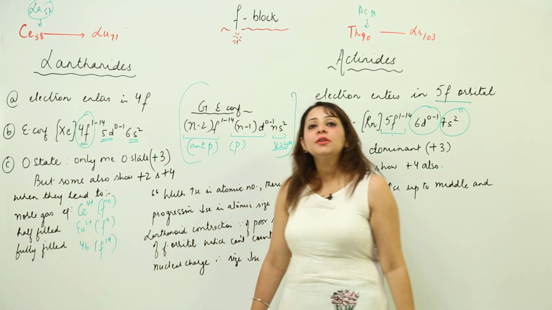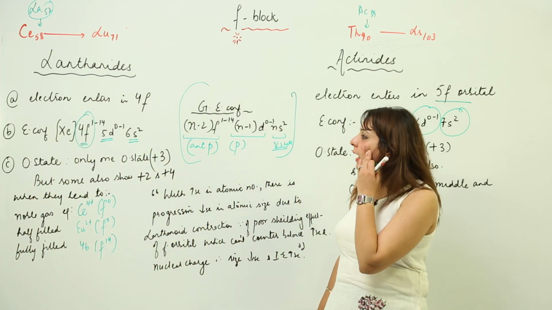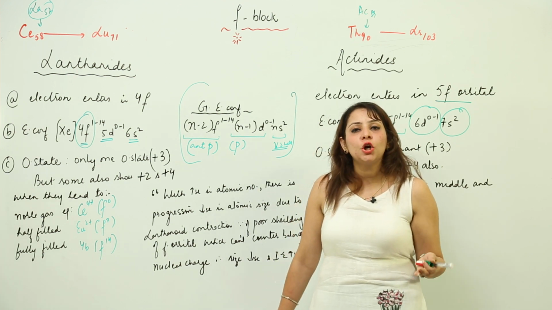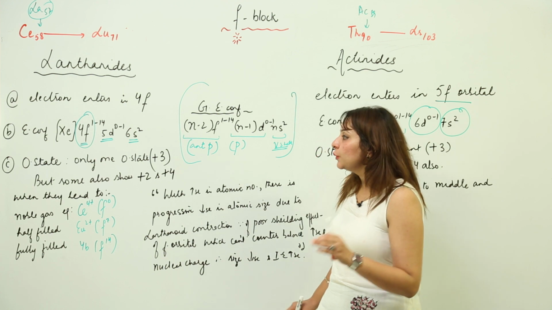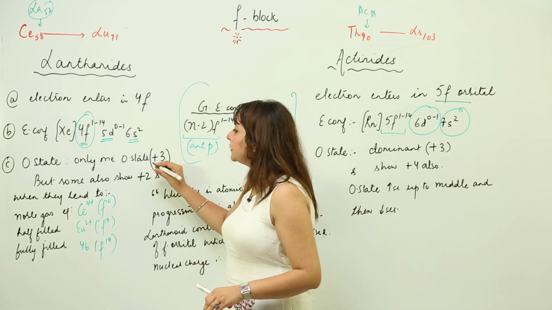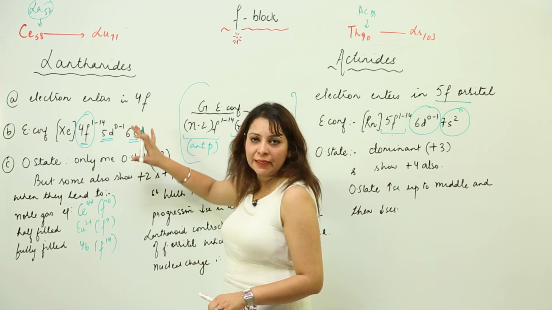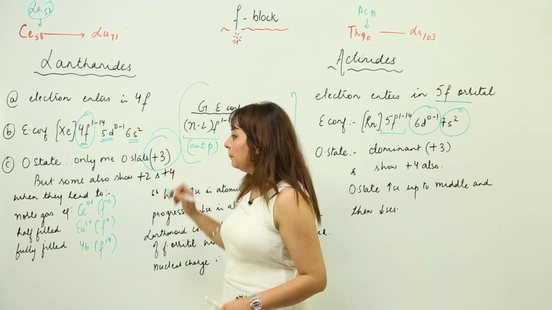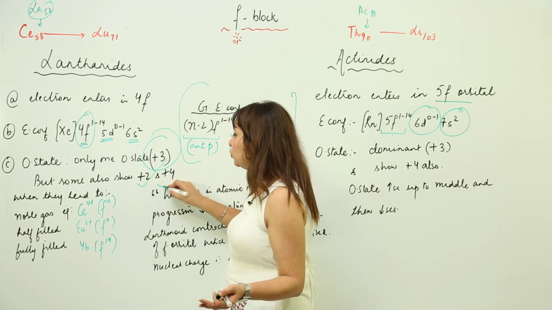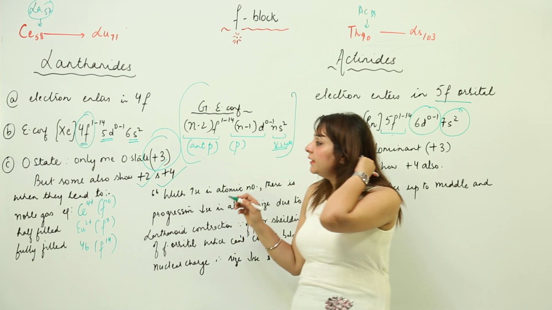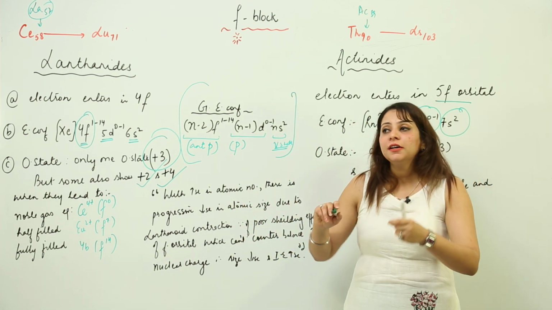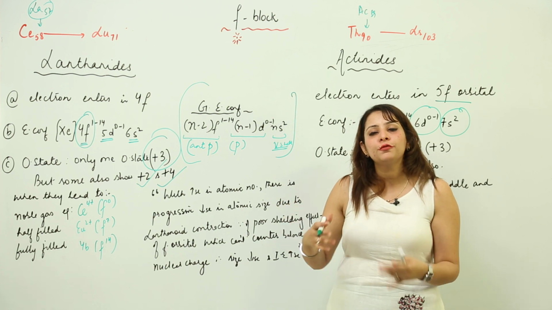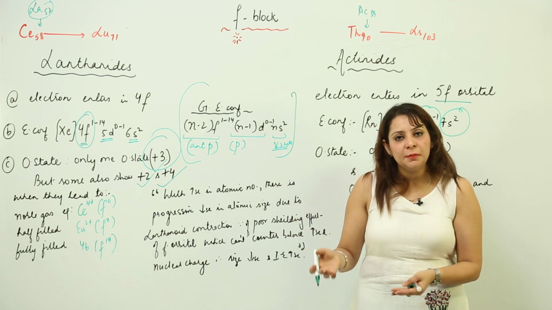Now coming on to their oxidation state, we know that the number of electrons that actually participate in bond formation determines the oxidation state. So we see here that the oxidation state which the lanthanides mainly show is +3, but sometimes they also show +2 and +4, where after the removal of 2 or 4 electrons they are going to gain stability.